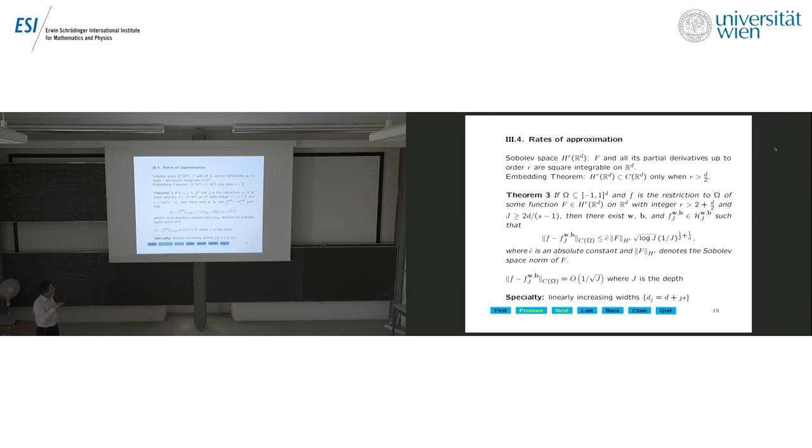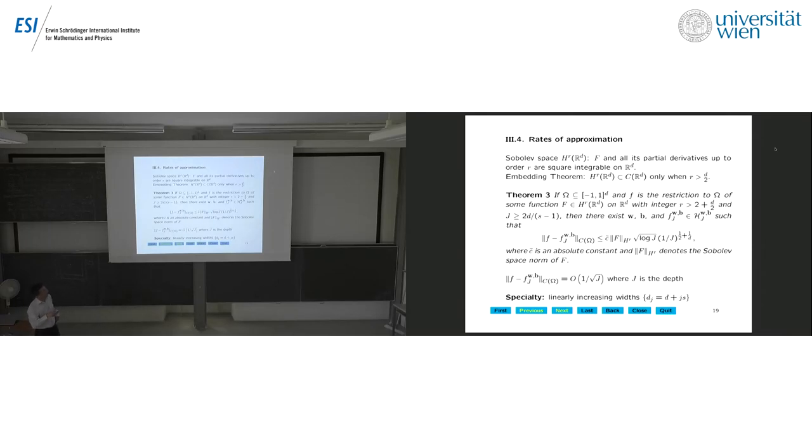Now I require that this r be bigger than half d in order to approximate continuous functions. Actually, I require more: r to be greater than half d plus 2. Notice that if d is a million, this number is very large. r is just too large. But just imagine that if a function is C infinity, this condition is satisfied. Okay? So under this condition, the rates of approximation decay like J to the minus half. So if d is large, you can forget about this term, and this is log J, so it's J to the minus half. J is the depth of the deep convolutional neural network.